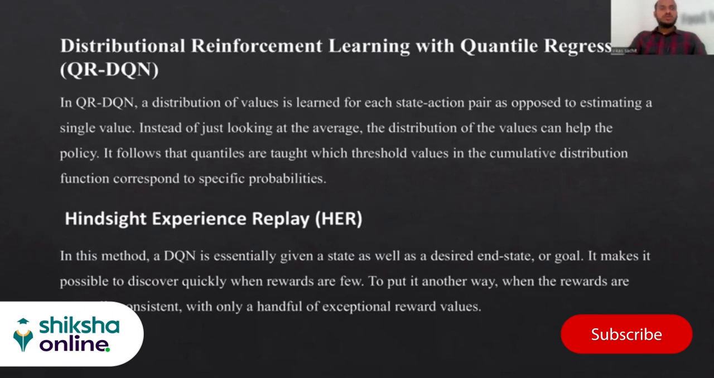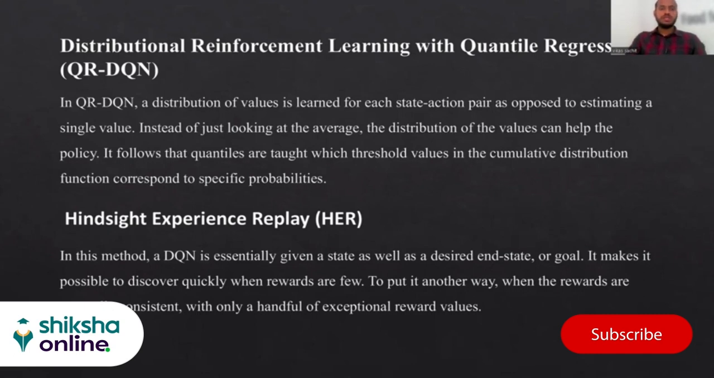Further down the line, we have another algorithm, QRDQN, that is quantile regression DQN. In QRDQN, a distribution of values is learned for each state-action pair, as opposed to establishing a single value. Here, the complete distribution is learned instead of a single value. Instead of just looking at the average, the distribution value can help the policy. Quantiles are learned with threshold values in the cumulative distribution function corresponding to specific probabilities, so it is a probabilistic approach. So this is about QRDQN.